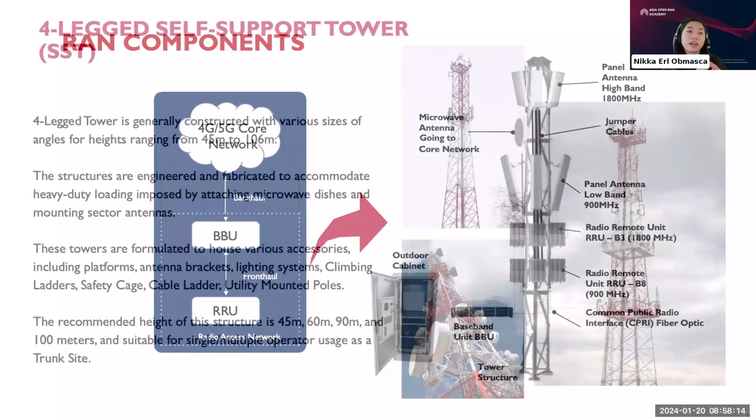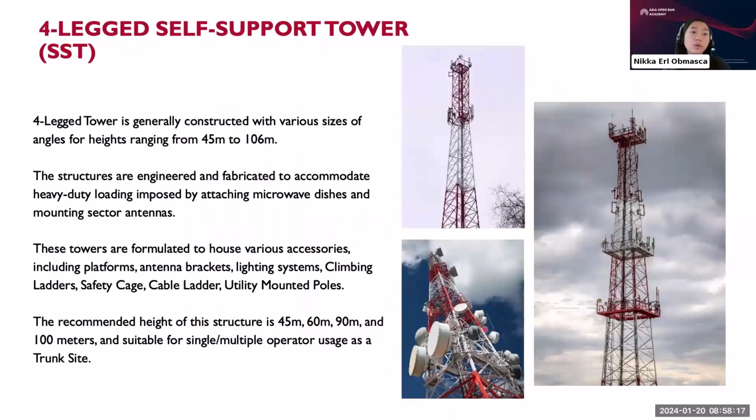There are different types of towers. First, we have the four-legged or self-support tower. The four-legged tower is generally constructed in various sizes and angles, with heights ranging from 45 to 106 meters. It is made to support heavy equipment, such as microwave dishes and mounting sector antennas. As you can see in the example, there are a lot of components in this kind of tower.